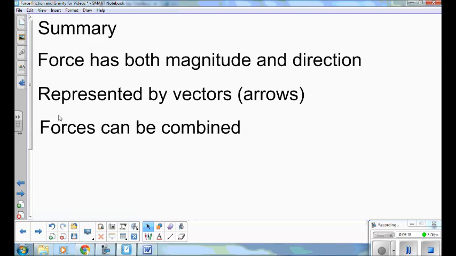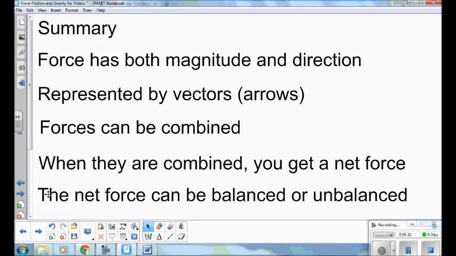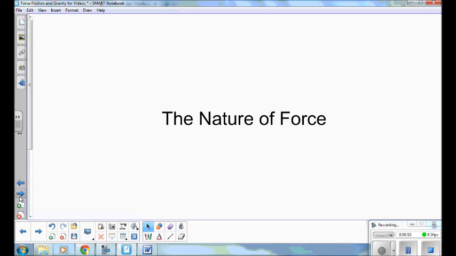A key piece here is that forces can be combined. And when you combine them, you end up with something called a net force. That net force is always going to act in the direction of the force with the greater magnitude. And finally, one of the more difficult concepts is the fact that the net force can be balanced or unbalanced. In class, you're going to be seeing several examples of balanced and unbalanced forces, some of which I think will really surprise you. And that, my friends, in sum, is the nature of force.